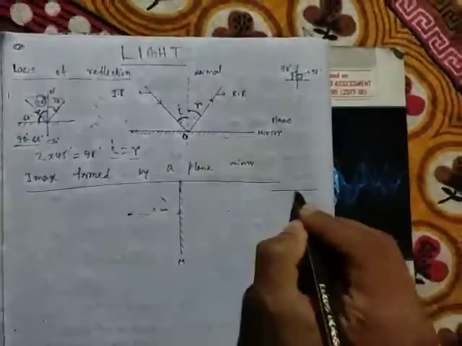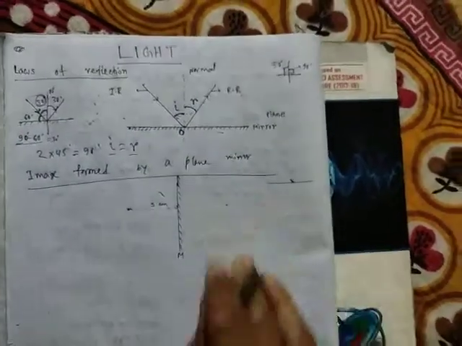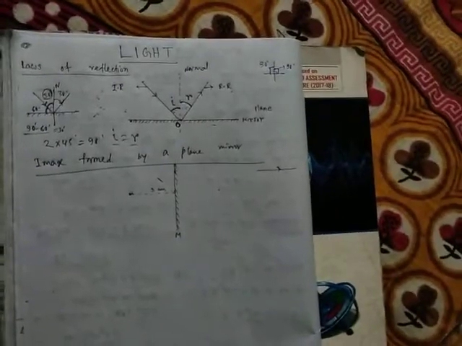So how can you draw the image? See this process carefully. One thing you have to remember, first I will tell about the ray. What is a ray? This is called a ray. This is a single arrow. This is called a ray.